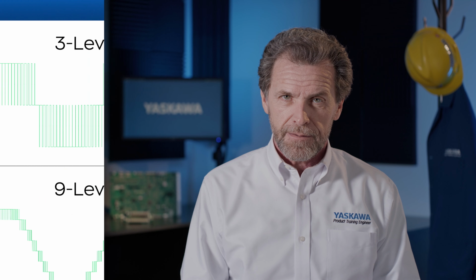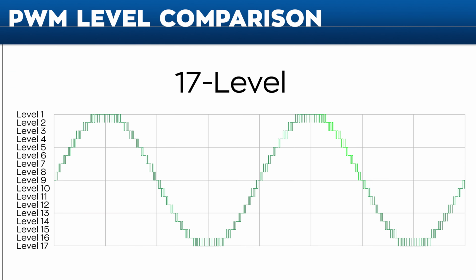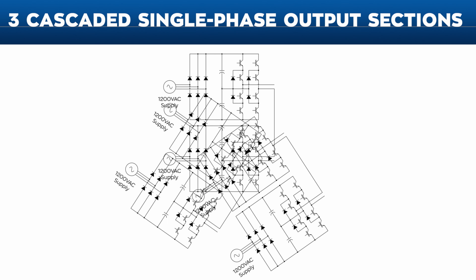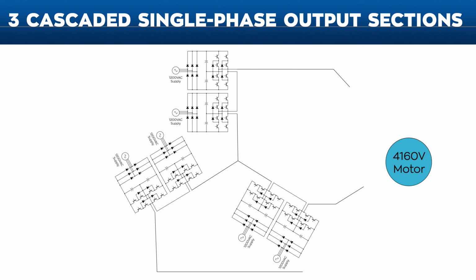Question number 2. How many voltage levels or steps does an MV1000 medium voltage drive have when measuring phase-to-phase voltage on the output? 17 levels or steps are achieved with 6 cells connected in series Y to form a 3-phase output.